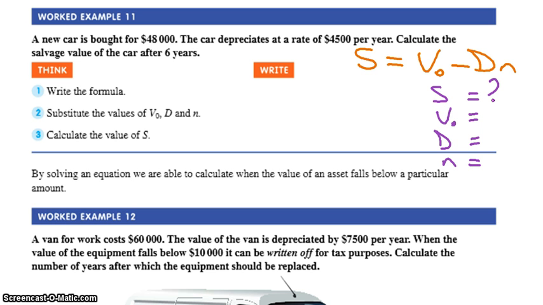Do we know what V0 is? The initial price, the price of the car. 48,000. Spot on, 48 grand. Do we know what the depreciation rate is? 4,500. And I'll just put in there per year because it's important to know what the period is. Because if it said per month, then we'd have to calculate the number of years.